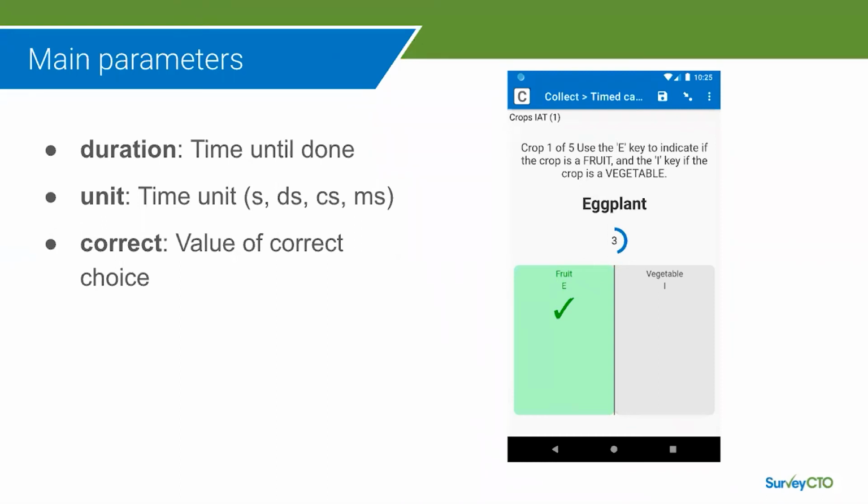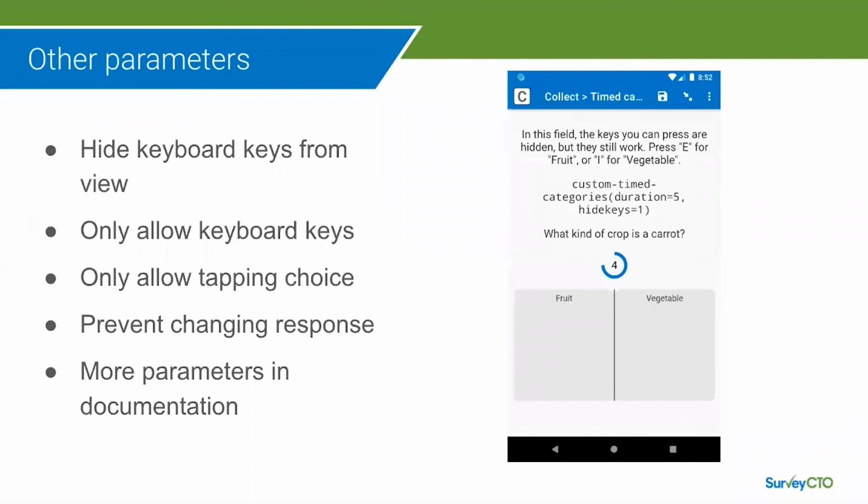For example, if the correct parameter has a value of E, which is the choice value of the choice fruit, fruit will turn green when it is selected. However, if the choice of vegetable is selected instead, then it will turn red. The field will also keep track of whether or not the correct choice was selected, which you can learn more about in the documentation.